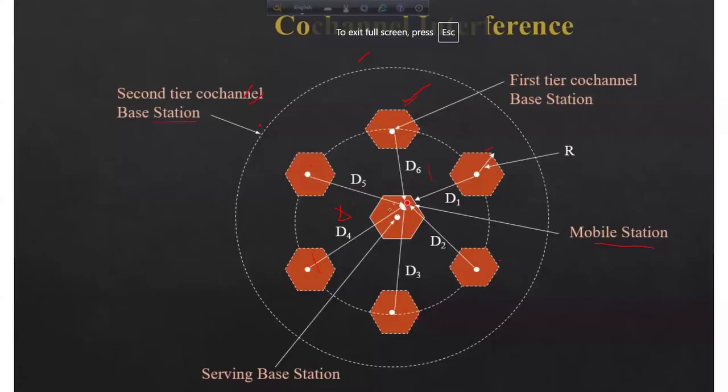Now the distance from this cell center to this mobile station can be considered as D1. The distance from this cell center to this mobile station, from this point to this point, can be D2, D3, and up to D6. So the distance from the center point of the interfering cell to the mobile station is denoted by D1, D2, D3, D4 up to D6.